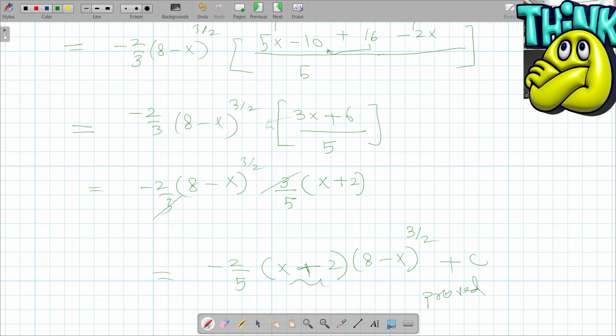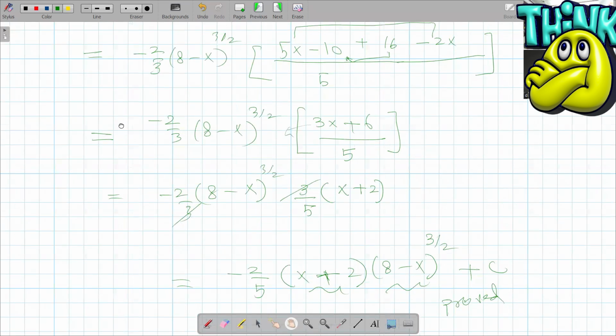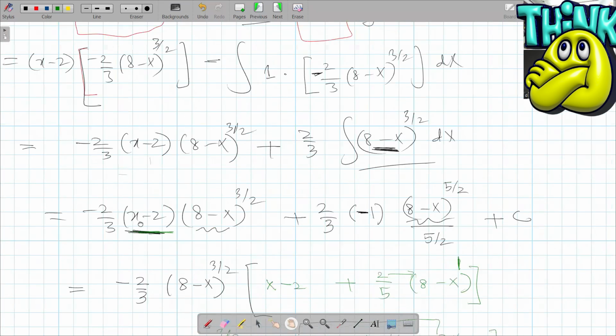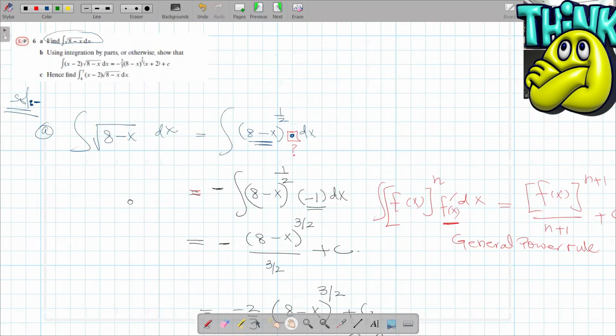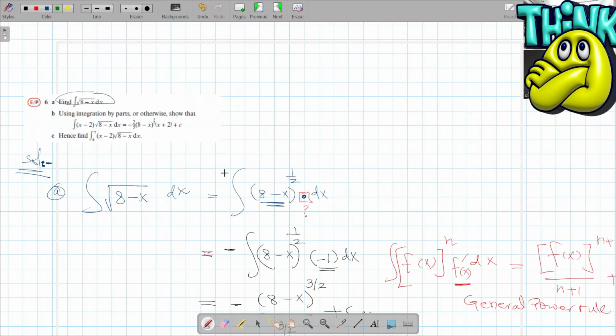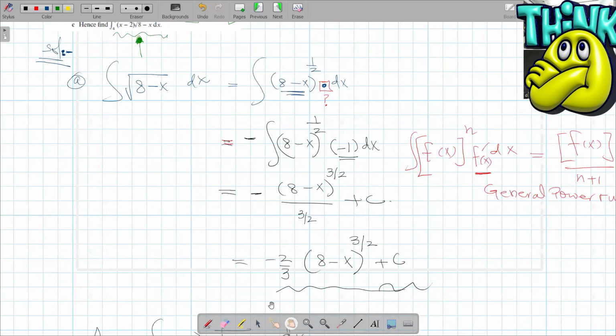Let's see whether this is the final answer. This is the right hand side or not. Minus 2 over 5 x plus 2. So see, this is the right hand side. So what is next is to find the definite integral. The integrand is same. So if integrand is same, just need to apply the limits in part C.